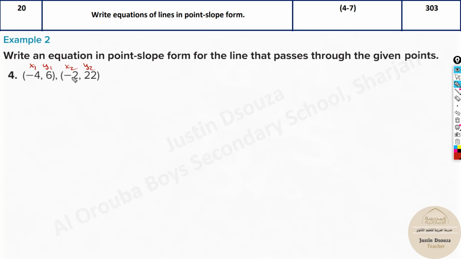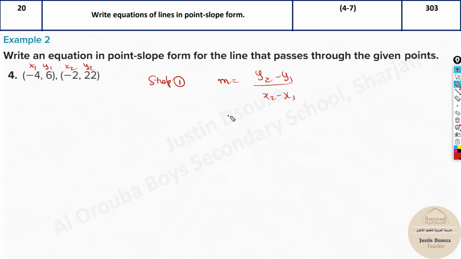You can even interchange these. You can take the second point as x1, y1, and the first point as x2, y2. You will get the same answer, but let's go in order. First one as x1, y1, second one as x2, y2. Now, step one is always finding the slope. m is equal to y2 minus y1 over x2 minus x1.